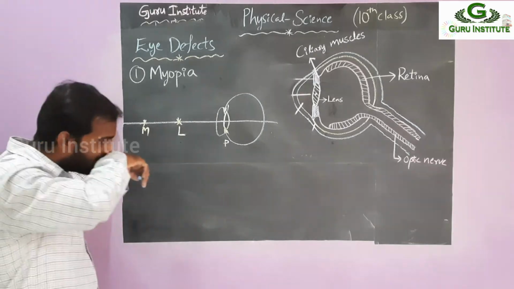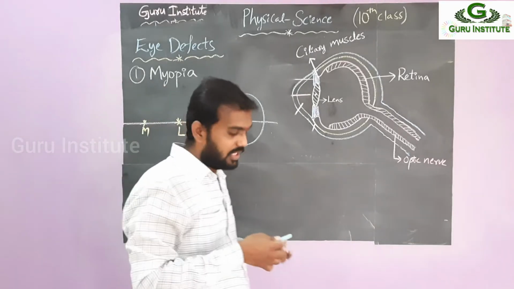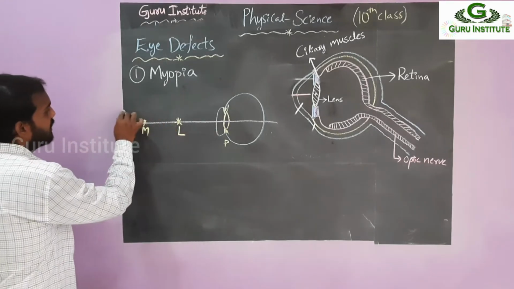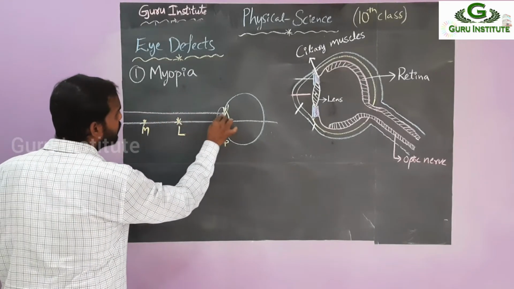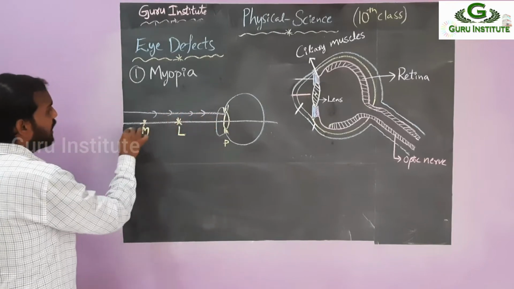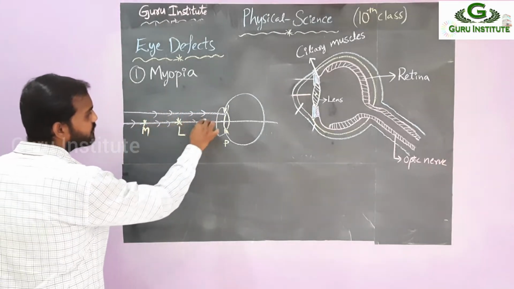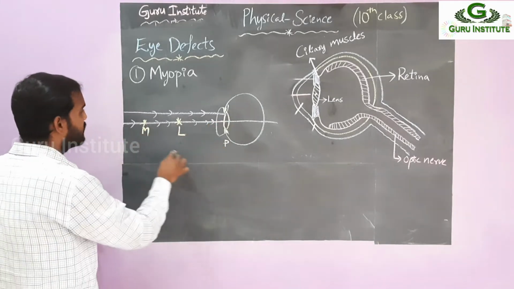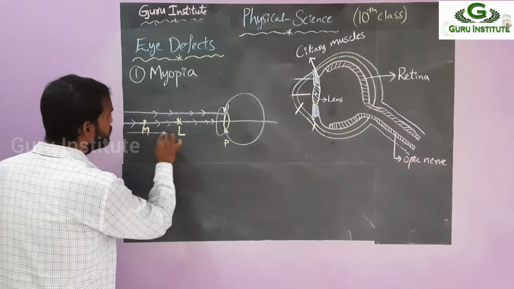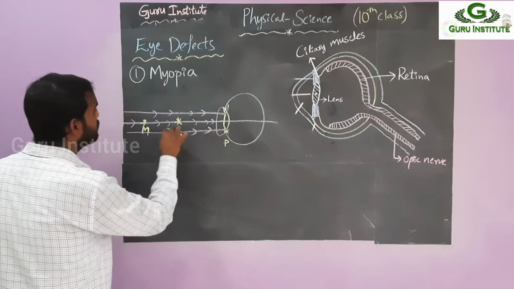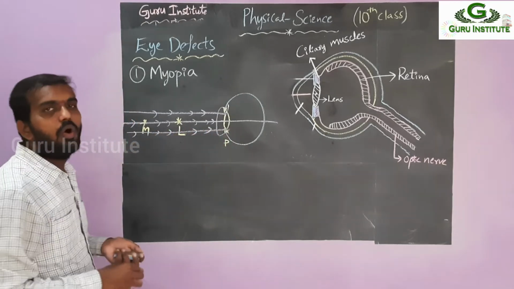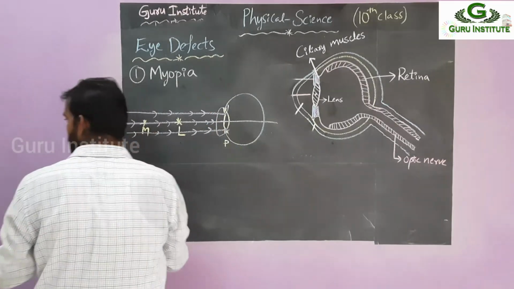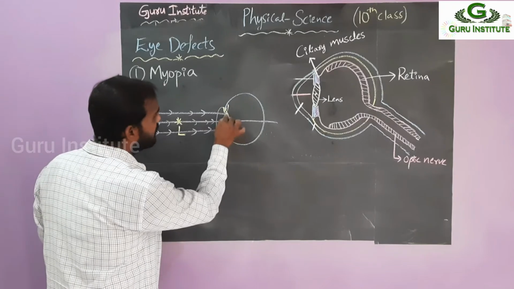For our easy understanding, I am taking parallel rays only. If the object is after M, what will happen? Suppose a light ray is moving like this: first ray, and through this one, second ray. There is no deviation, because a ray passing through the pole does not deviate. And the third ray. All these are converging rays, and they meet at a point. See here where they meet.